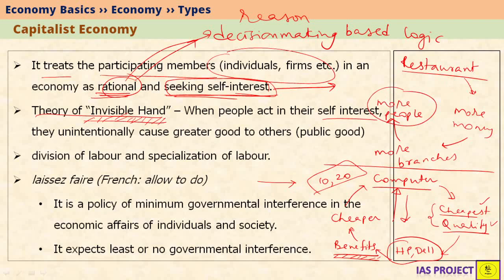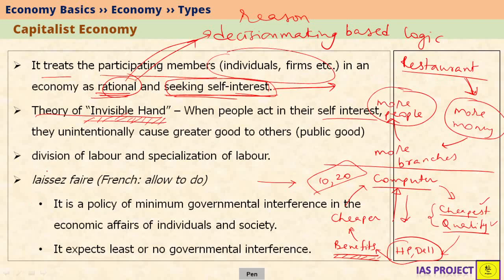So in a way, you eating in that restaurant, because it is serving good food and it is costing less than other restaurants, has helped the restaurant in gaining profits. With the gaining of profits, they have opened more branches and they are serving more people now. So more people are getting the benefits which initially you were getting. So this is the theory of the invisible hand.